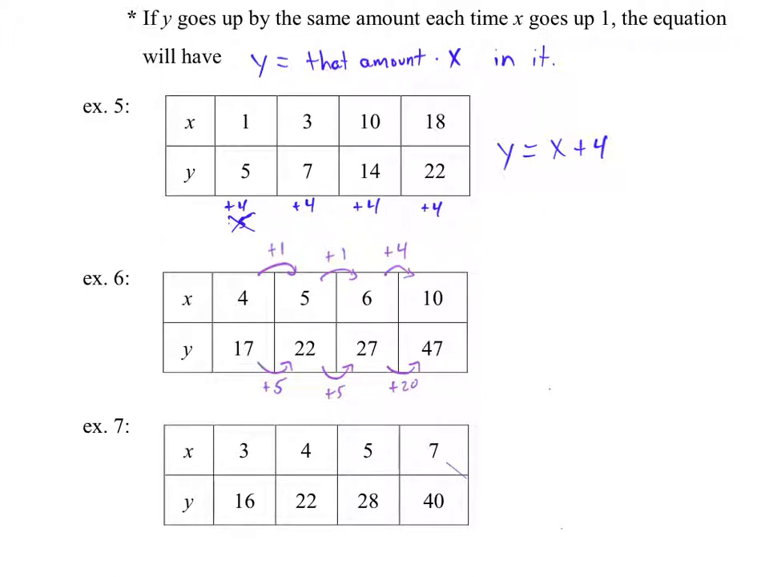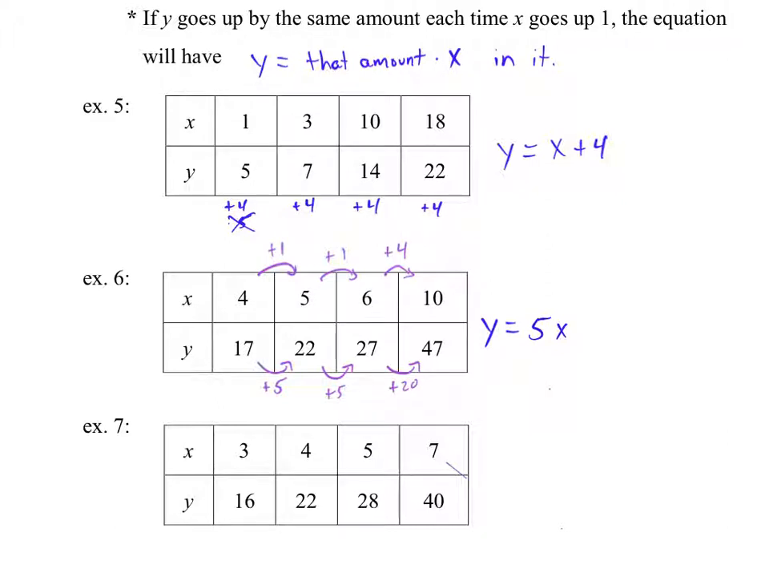So now let's try an equation. We know our equation is going to be y equals, because we have y as our bottom row, our dependent. And now we found that if y goes up by the same amount each time x goes up 1, y goes up by 5, right? The equation will have y equals 5, that amount, times x in it. So I know my equation has to have a y equals 5x. Are you with me up to there?